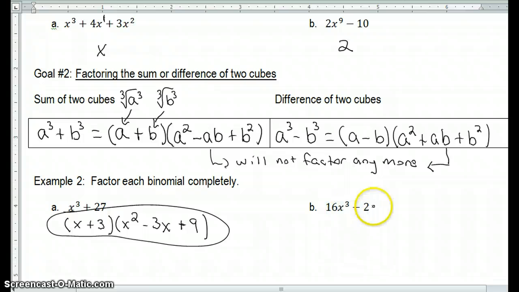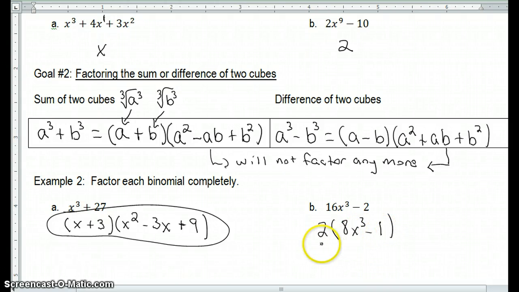However, there is one here, right? There isn't a variable that I can factor out, but I sure can factor out a 2. So if I factor out a 2, because 2 goes into 16 and 2, I'm going to be left with 8x cubed minus 1. Now this turns out now, after I factor out this GCF, that I do have a difference of two cubes, which is this up here. 8 is a perfect cube, x cubed is a perfect cube, and 1 is a perfect cube.